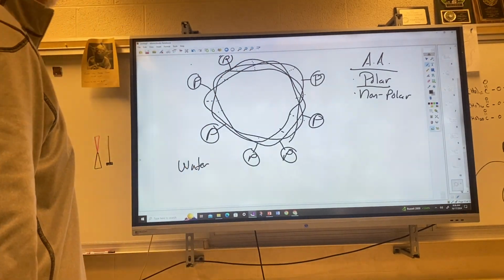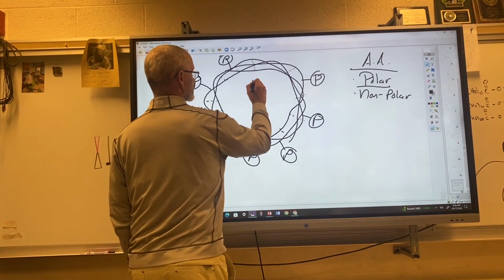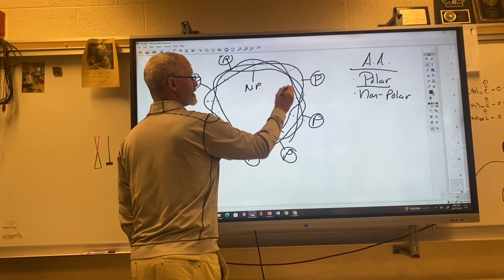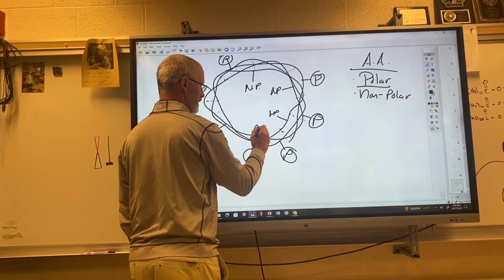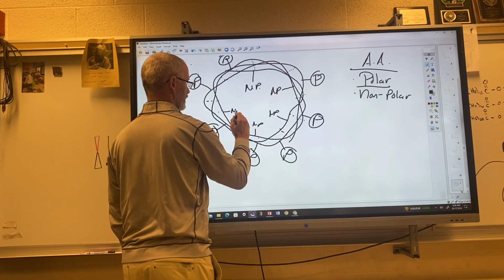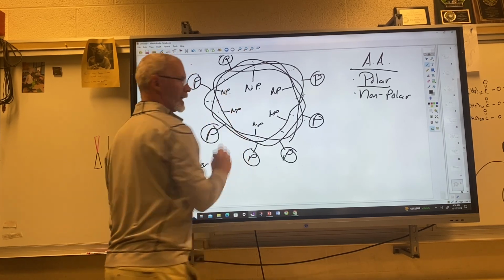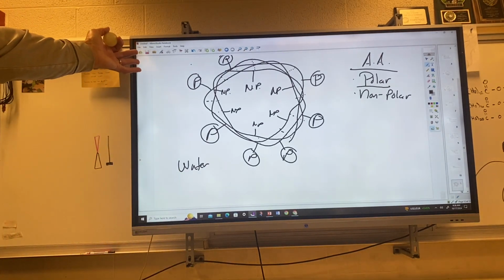Where are all of the non-polar amino acids? They're pointing in. Because the non-polar ones love each other, but what do they hate? They hate water, so they're trying to stay away from it. And when you hear the word globular, that's what globular proteins look like.